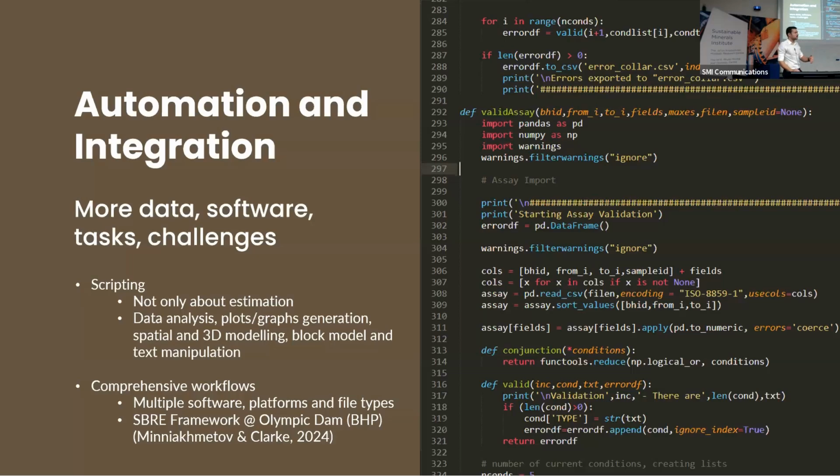And more and more we have these comprehensive workflows that will use multiple software, multiple platforms, all kinds of different file types and data. An example that I have here is the Sabre framework from BHP. Ilnur presented it a year ago at the Mineral Resource Estimation Conference. In this specific workflow, there are many Python scripts. You're joining different platforms like Seequent, Leapfrog, and RMSP, and all kinds of different files, everything running in the cloud. For me, this is probably one very good example of how a future workflow will look like.